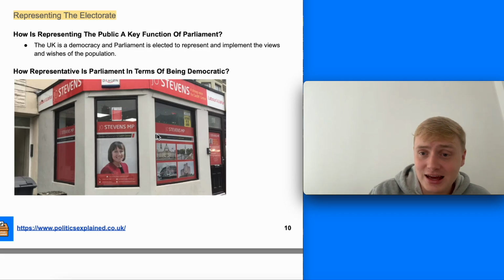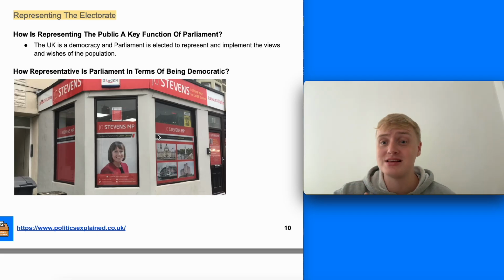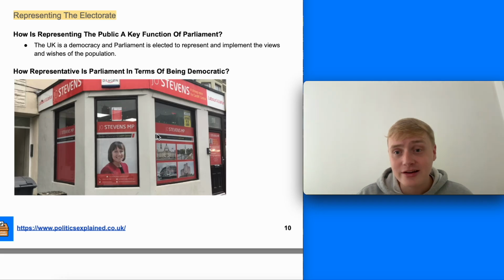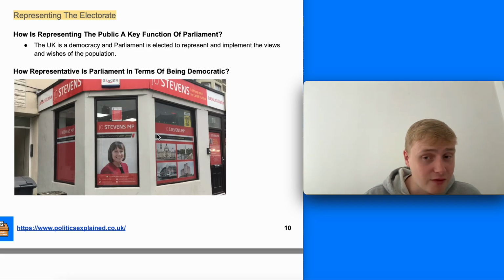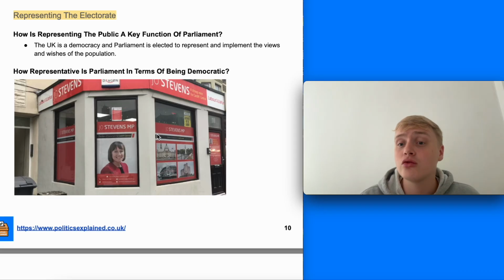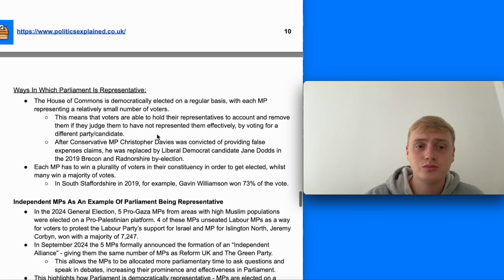Firstly, how democratic it is. Secondly, how well it represents the issues and interests of constituents in the population. And a final paragraph on how descriptively representative it is.